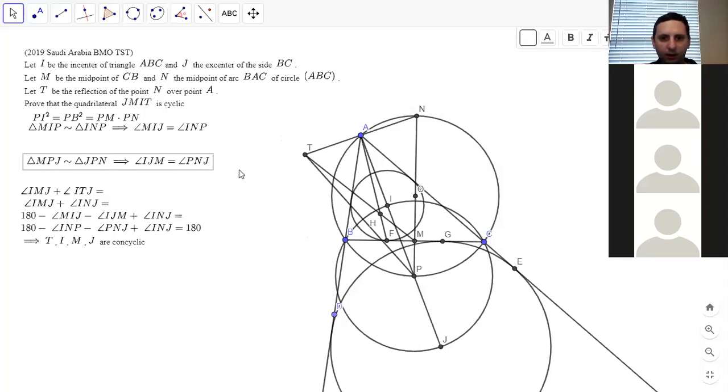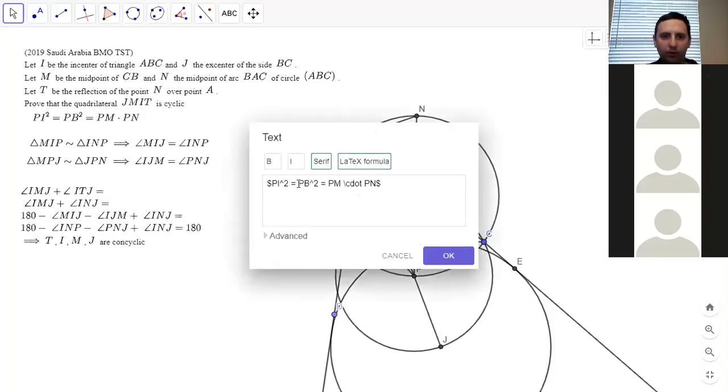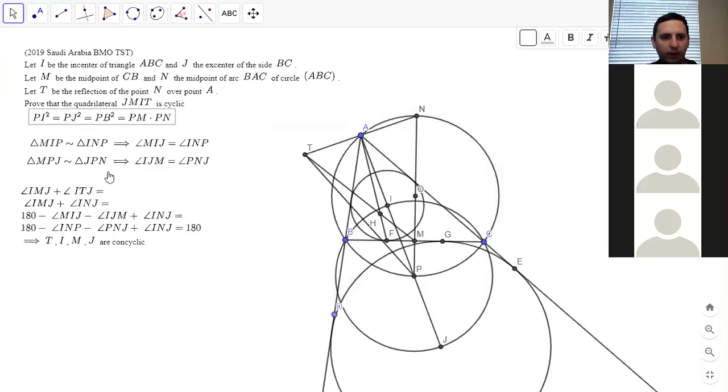And then for this one, we have MPJ is similar to JPN. That is because PI squared equals PJ squared equals PB squared. So we're using that PJ squared is PM times PN. And so that's where we get that these two triangles are similar. And then we use all that information.